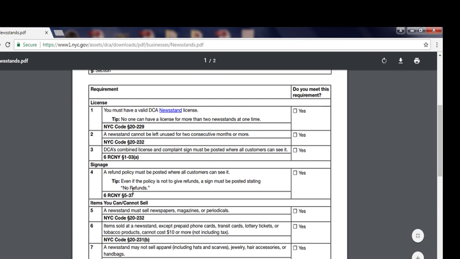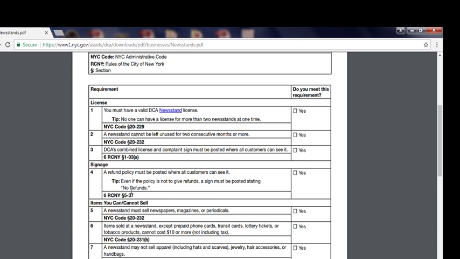A refund policy must be posted where all customers can see it. Obviously, you have to have a refund sign. And this is not only for newsstands. This is basically for every retail store, electronic store, laundromat, grocery store, convenience store, no matter what it is. If you're selling some type of items and you're not giving refunds, make sure you write that, no refunds.